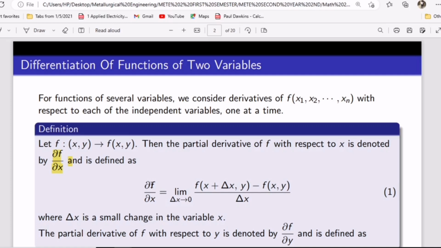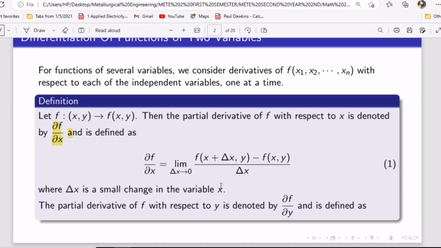So the partial derivative of the function with respect to the variable of x is the limit as the change in x approaches 0, the function f of x plus change in x comma y minus the function of x and y, all over change in x. So these are expressions that they are giving you for you to have an overview of what you are doing, right? Where the change in x is a very small change in the variable of x. The same thing applies: the partial derivative of f with respect to y is denoted by the partial derivative of the function with respect to the variable y.